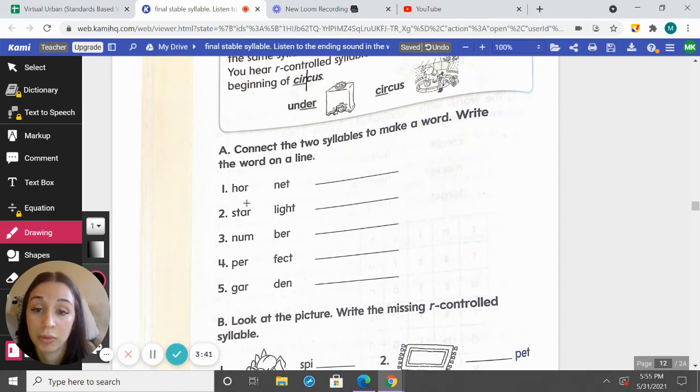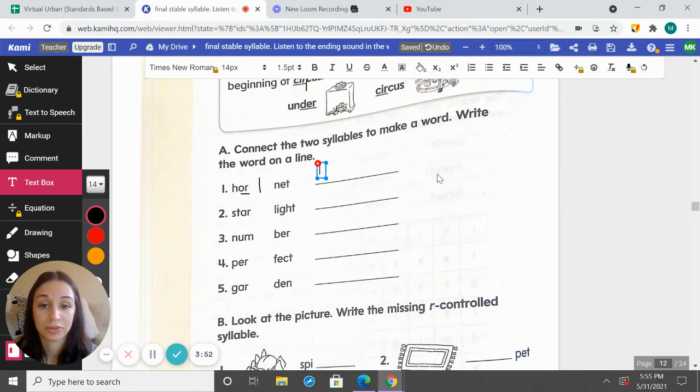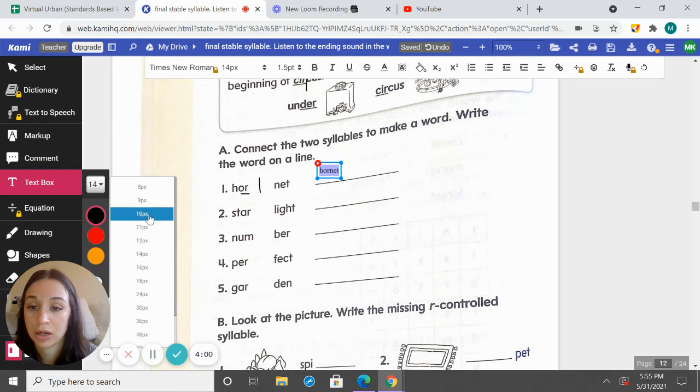So let's look at number one. We have hornet. We have that OR right here. You see how they're going to stay in that same syllable? So that's going to be our R-controlled syllable. So those come together to make hornet. Go ahead and make this a little bit bigger.